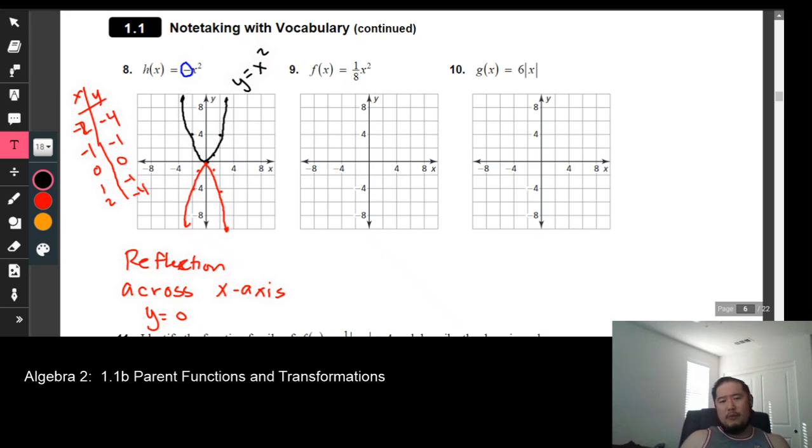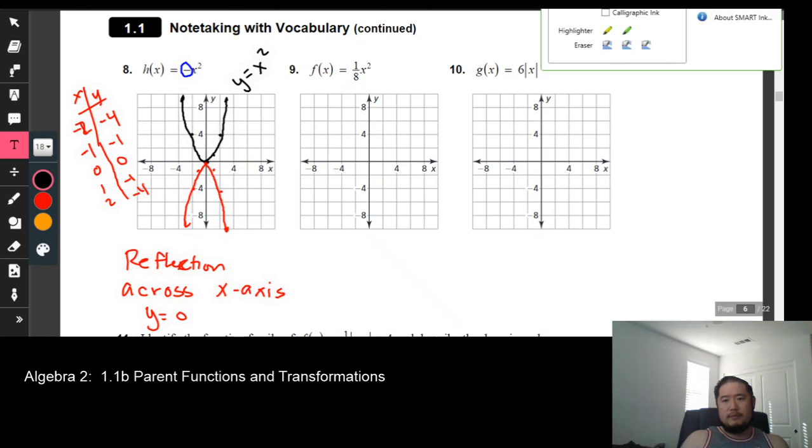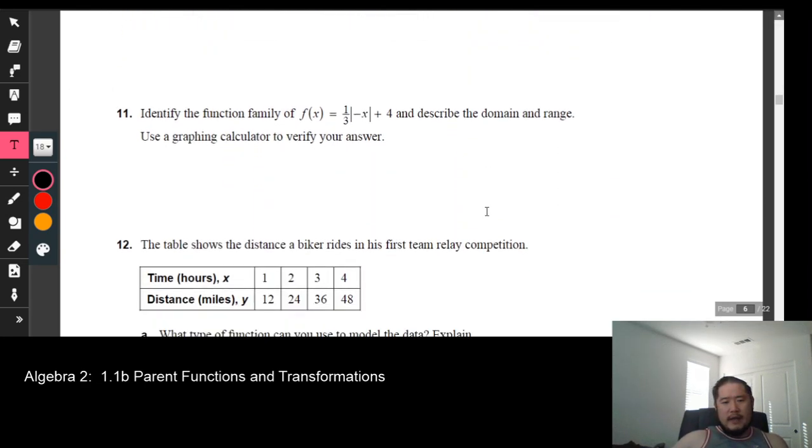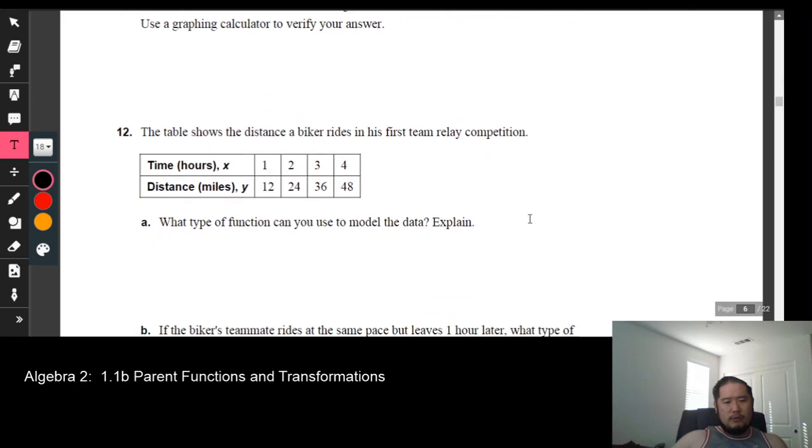All right, and with number 9, our a term happens to be this 1/8. And then if you recall yesterday, or in 1.1a, if our a term is less than 1, greater than 0, it's actually going to be a vertical shrink, and it'll be wider. Okay, so those are things to consider right there. As we go ahead and move down, let's take a look at number 12 real quick.